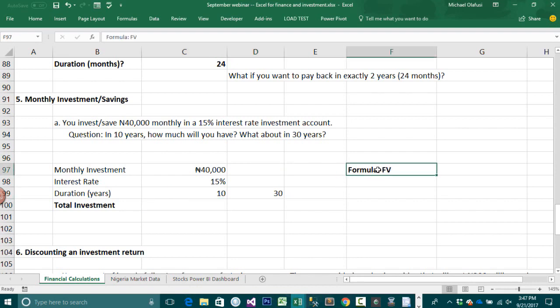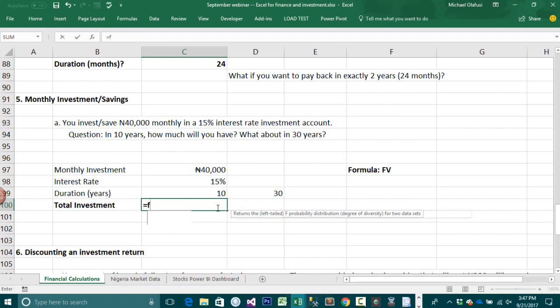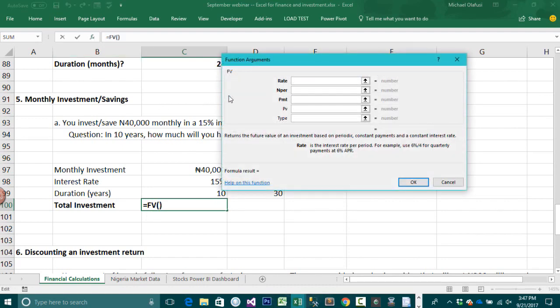So let's see how it works. Using FV, equal to FV, and then the rate. Okay, just give me 5 seconds. Let me close this window. Okay, sorry for that. So continuing, the rate.